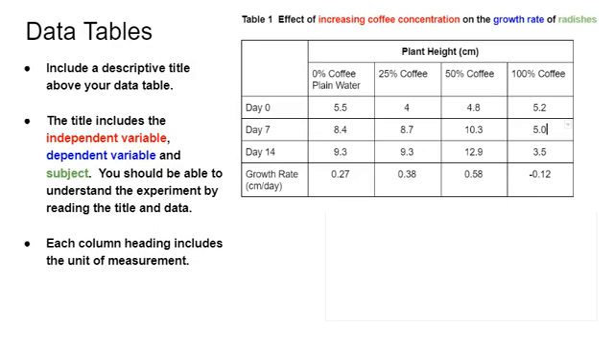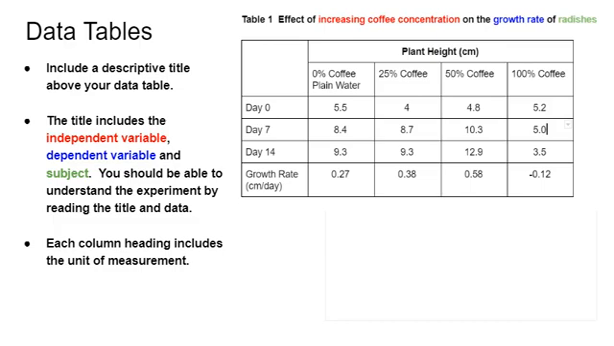Scientists always organize their data to make it easier to understand. A good data table will allow readers to see trends or patterns in the data. Let's look at this data table to the right to see some important components that should always be in your data table.